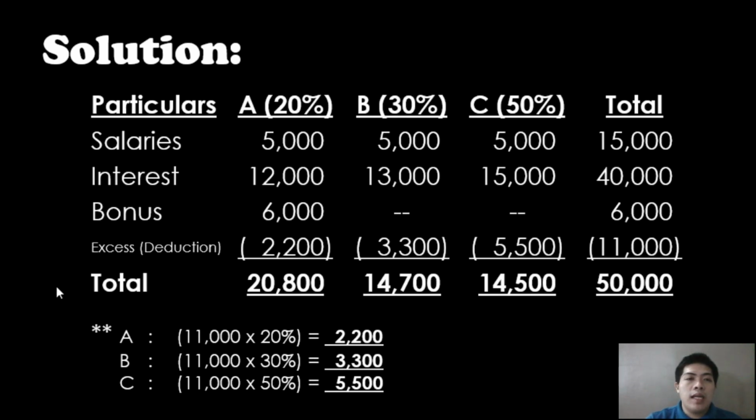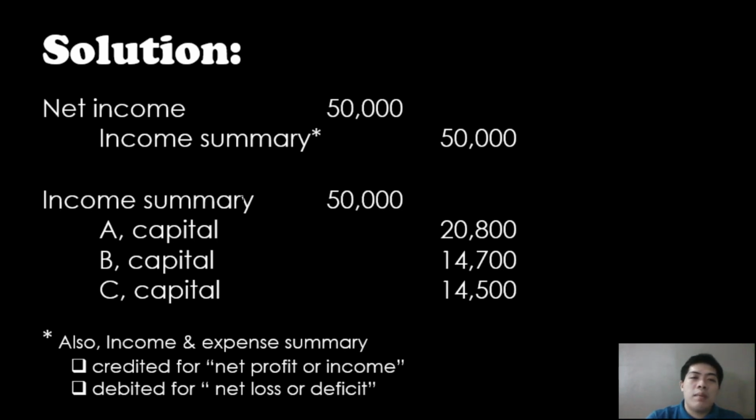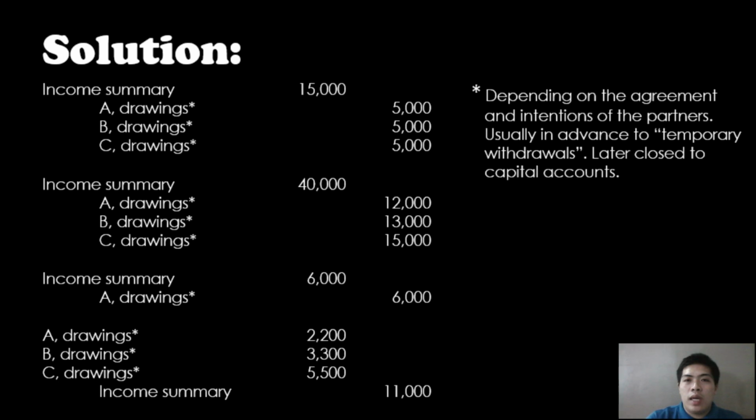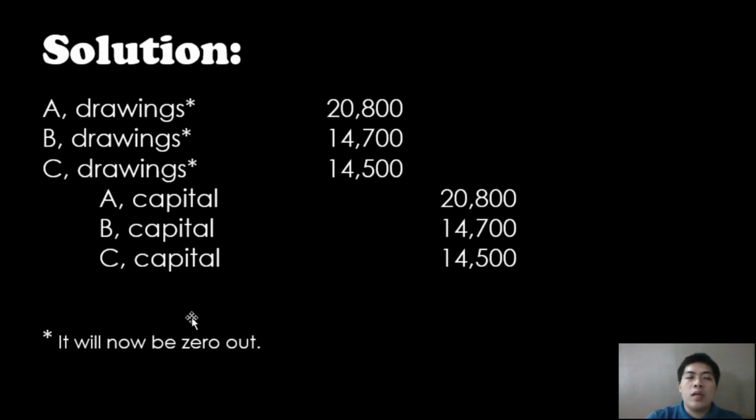Okay? So, yung magiging entry niyan, i-close yung income and expense summary doon sa respective balances ng partners showing ng kanilang respective share in the net profit. Or minsan naman, pwedeng ganito yung kanilang maging entries. Okay? I-charge doon sa drawings account. Maliban lang dito kasi naka-debit yung drawings account kasi nga nagkaroon ng negative excess or deduction. Okay? Then later, i-close yan dito sa kanilang capital accounts.